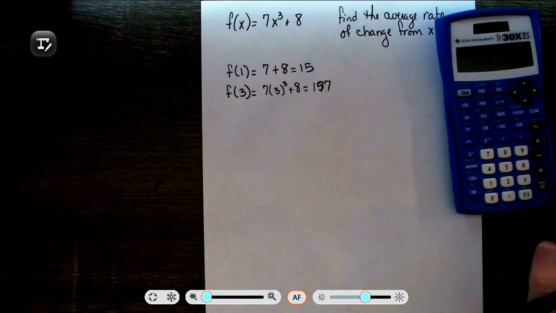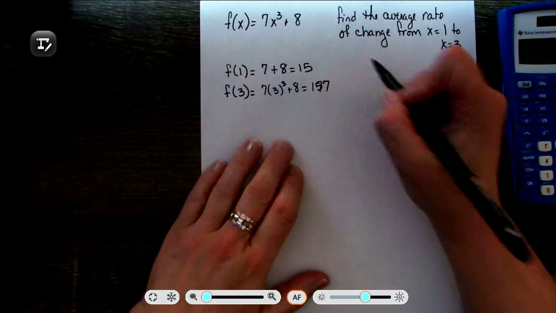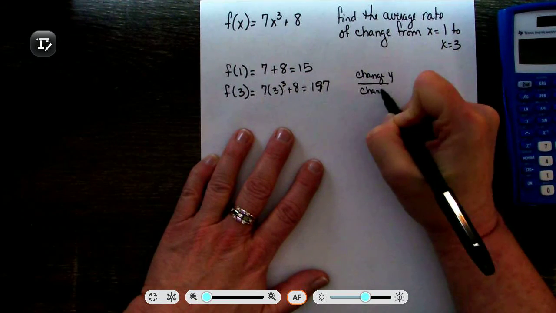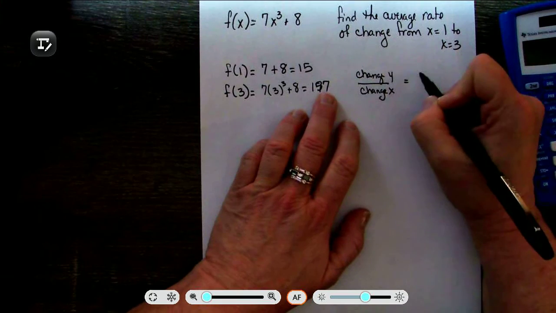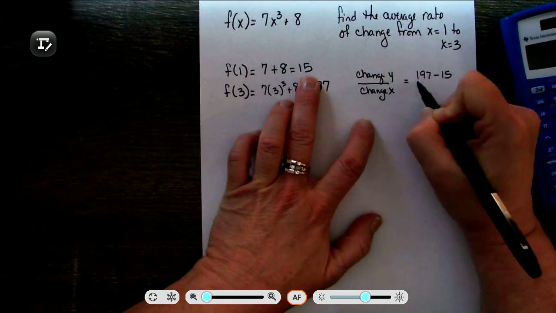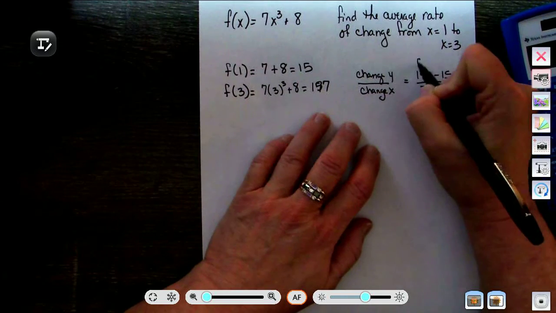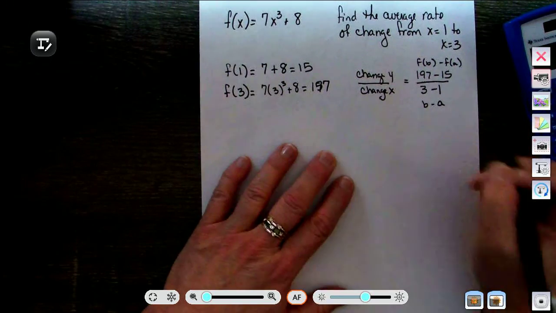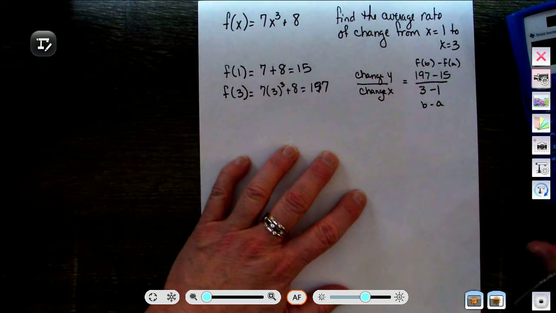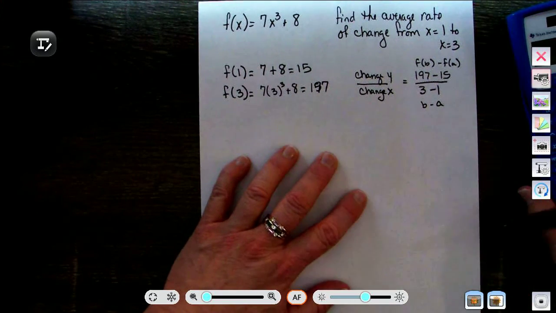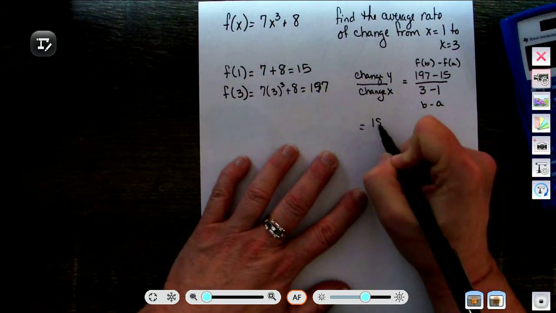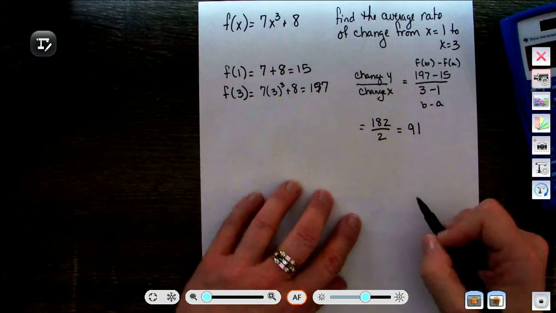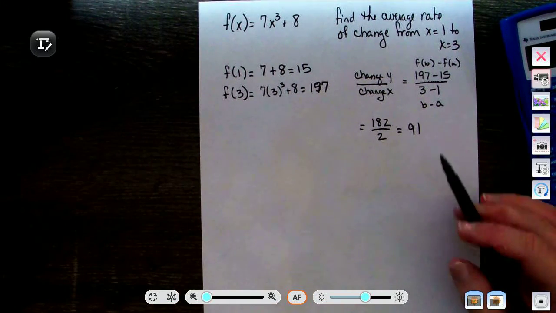197. Okay, so average rate of change in y, slope of the line, over change in x. So we're going to take this 197 minus 15 over 3 minus 1. f of b minus f of a, b minus a. So 197 minus 15 is 102. No, it's not. 182. And 3 minus 1 is 2. And then dividing, 91. So we get 91, whatever these things represented.